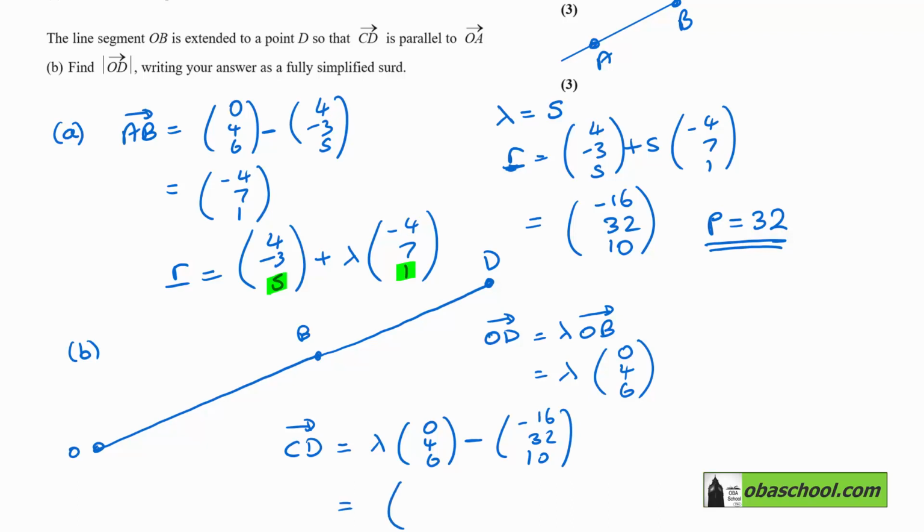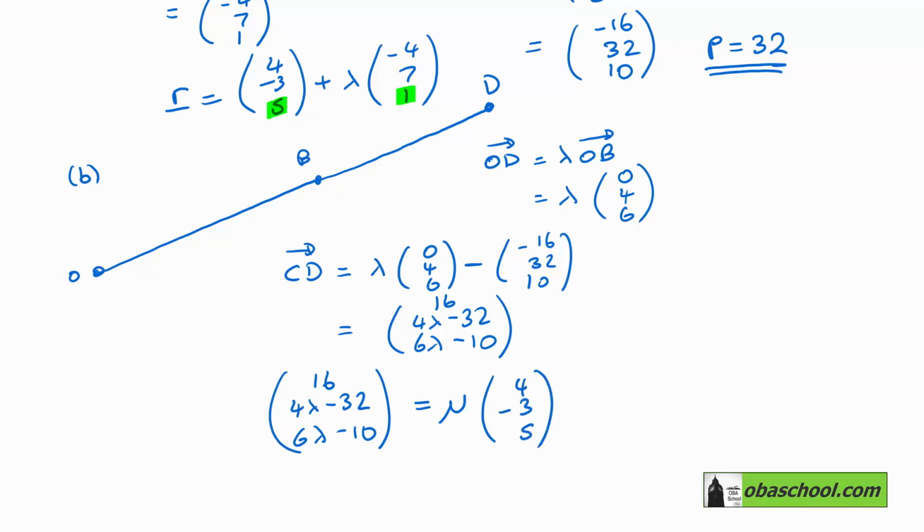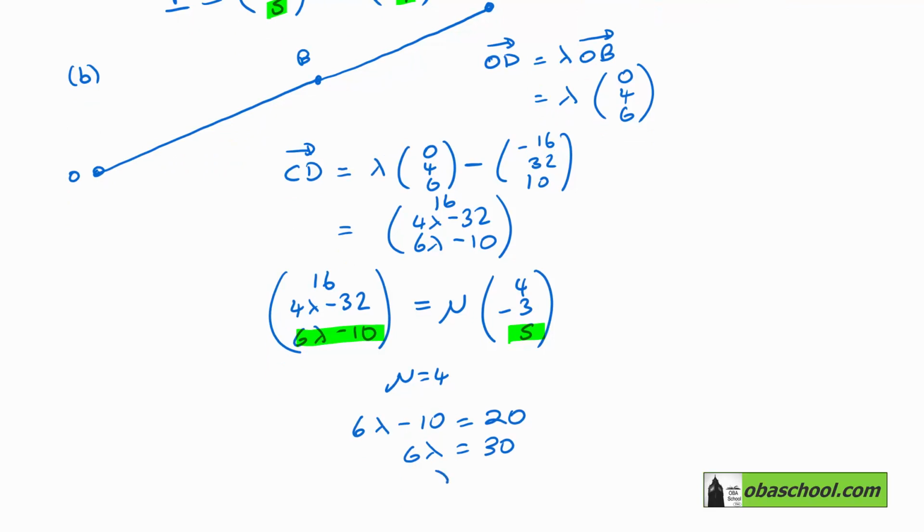That is going to give me (16, 4 lambda take away 32, 6 lambda take away 10). And we know that's parallel to OA. So we can say that (16, 4 lambda take away 32, 6 lambda take away 10) is equal to some multiple mu of (4, -3, 5). Now, just comparing the top gives me mu is equal to 4. And then I'm going to use the k components here, which give me that 6 lambda take away 10 is equal to 5 times mu, which is 20. 6 lambda equals 30. And that would be lambda equals 5.